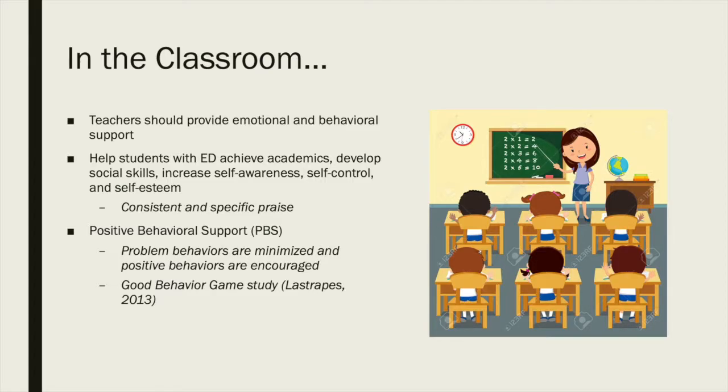In the classroom, teachers should provide emotional and behavioral support like we mentioned before. It is also important to help students with ED achieve academically, develop social skills, and increase self-awareness, self-control, and self-esteem. It is also important to give consistent and specific praise. The consistent and specific praise will also help increase their self-awareness, knowing that what they did was a good thing and they're getting rewarded or praised for it. This also encourages the students to show that behavior again and again.